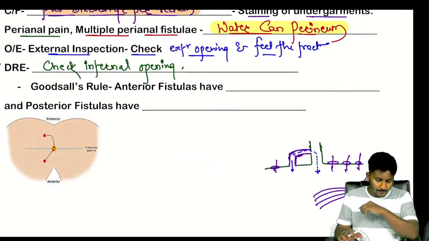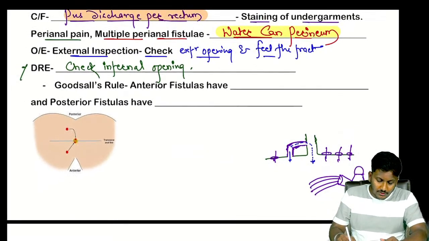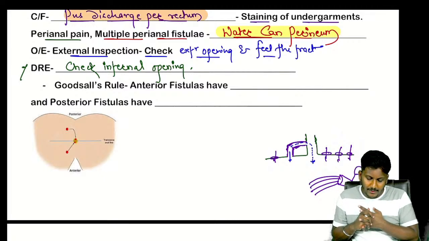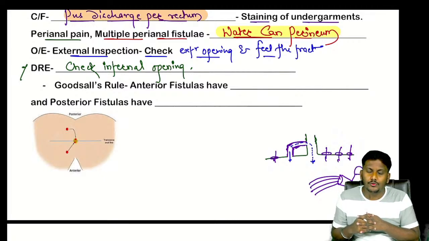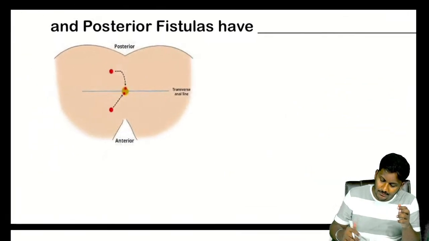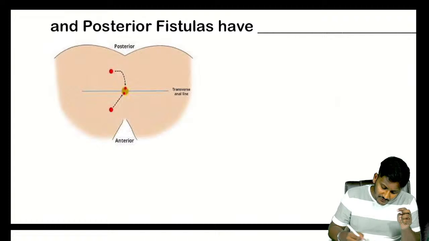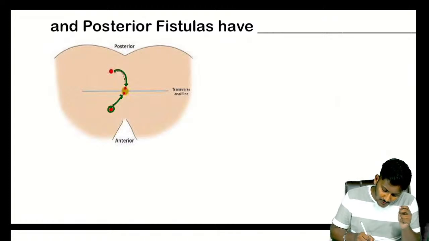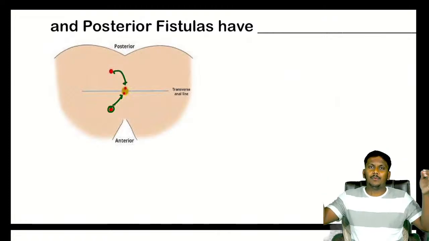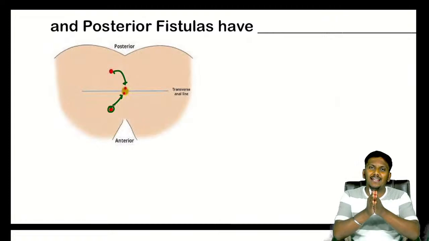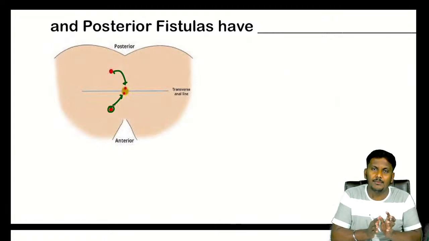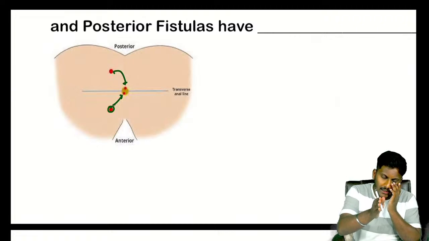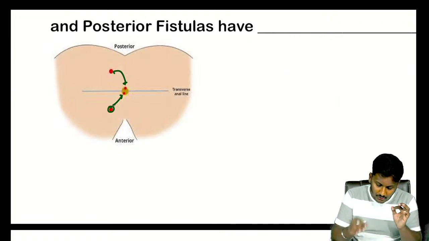That is important. Now, there is Goodsall's rule that is usually followed for a perianal fistula. What does Goodsall's rule say? It says that the anterior fistulas will have a straight tract, whereas the posterior fistulas will always have a curved tract, because they open anywhere but come and open in the midline in the anal canal. So the opening in the anal canal is always in the midline for the posterior fistulas. That is important.